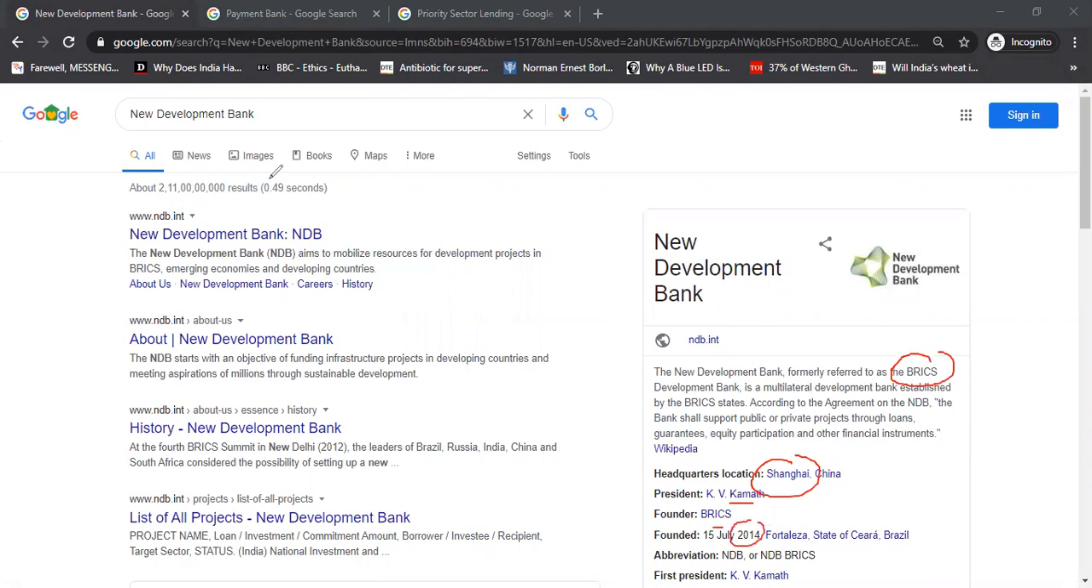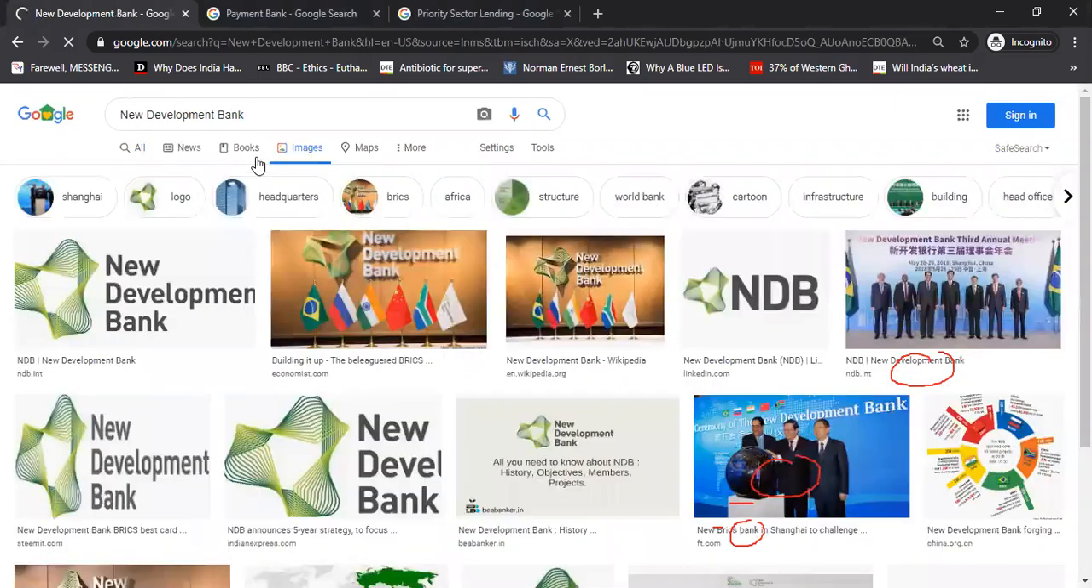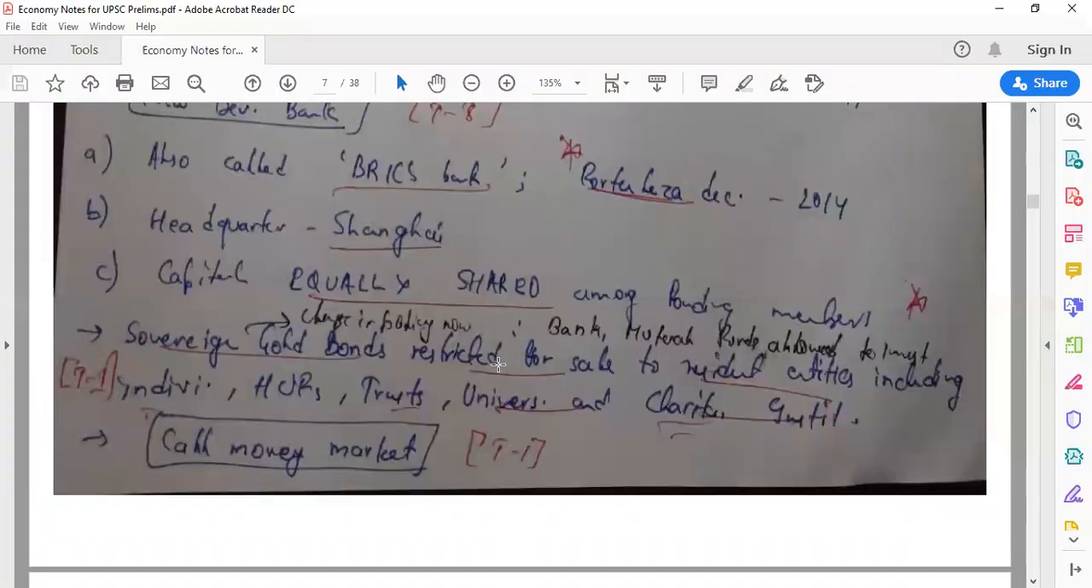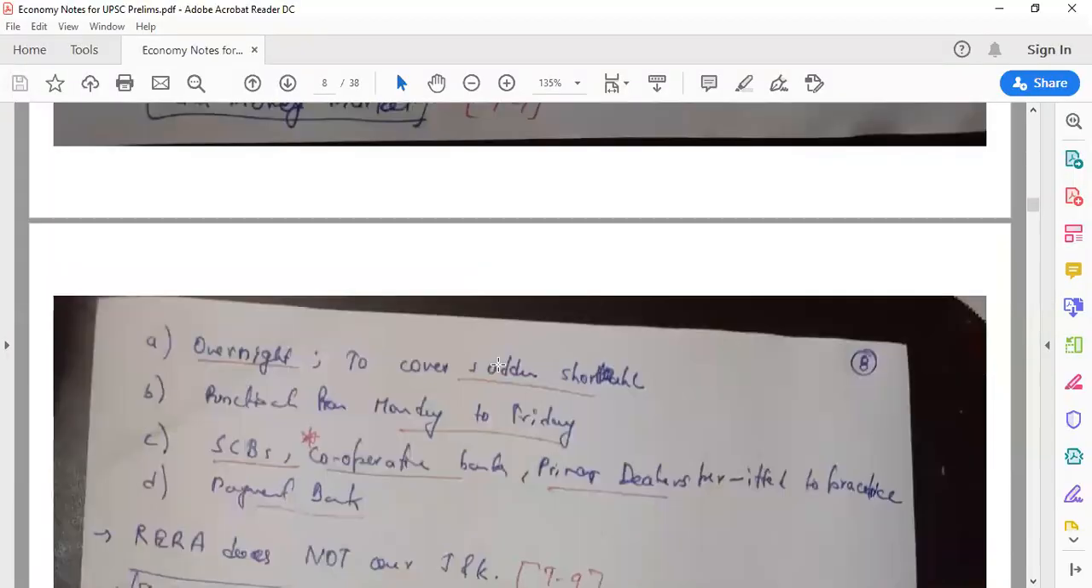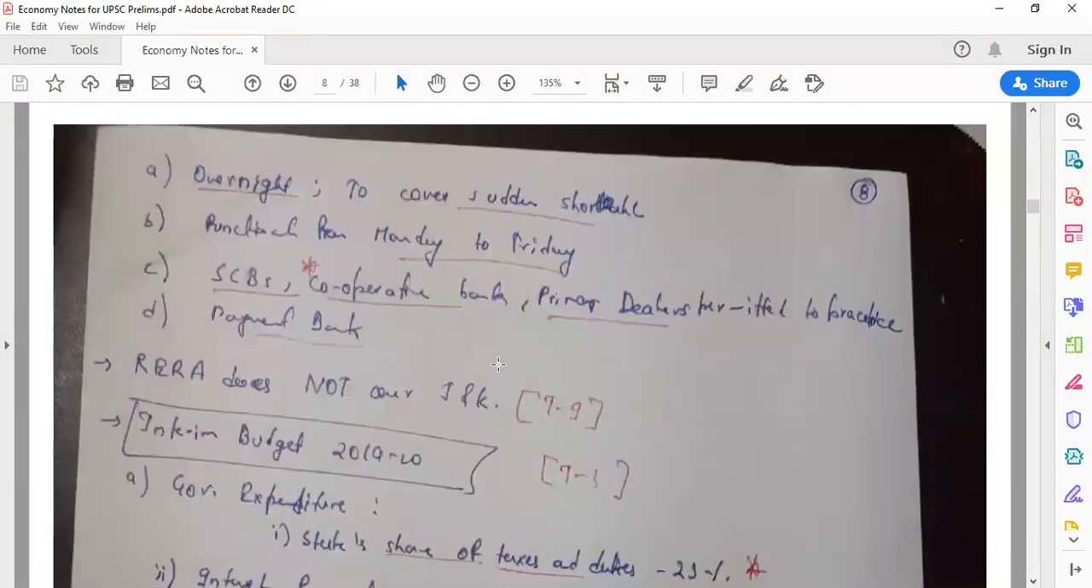Shall we see certain images? So these are the images. Again, there's nothing so extraordinary about these images. Fine. Cool, dude. KV Kamath, 2014, Fortaleza, Shanghai. These are the keywords associated with New Development Bank. So do remember it. Now let's move on to the other important parts. Again, you can understand what we are trying to do: divert our attention to the most important areas.